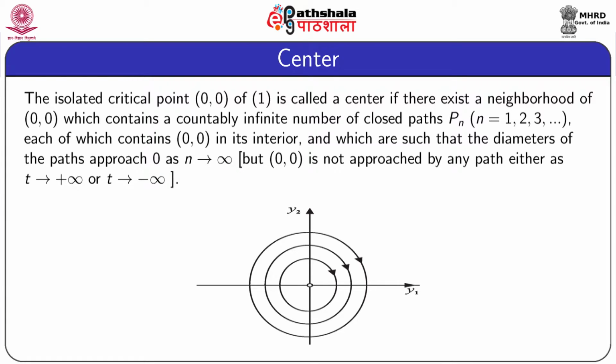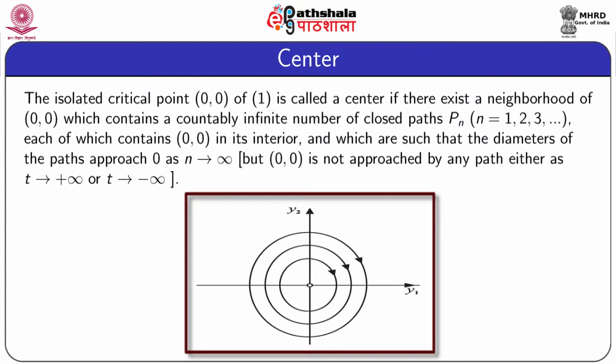Please note that (0, 0) is not approached by any path either as t tends to plus infinity or t tends to minus infinity. Now, if you look at the figure, this contains an infinite number of closed paths which may not be circular in nature, though the figure shows a circle, it can be any closed path.